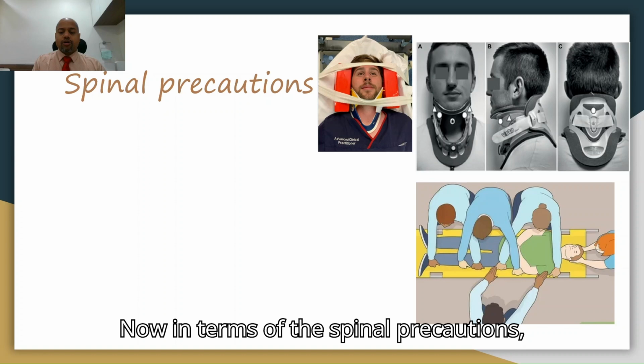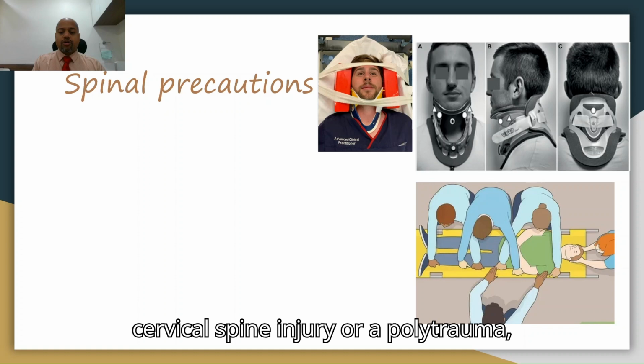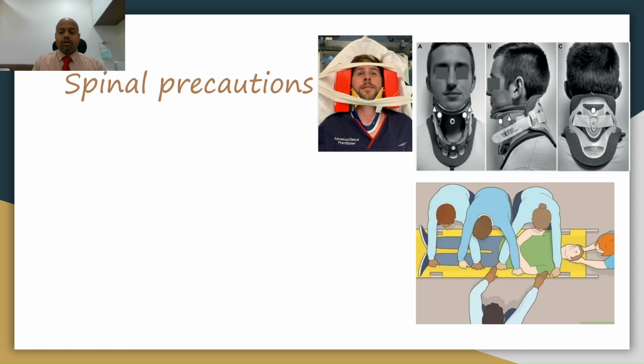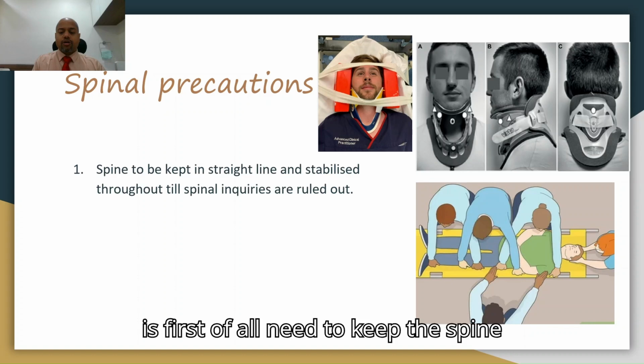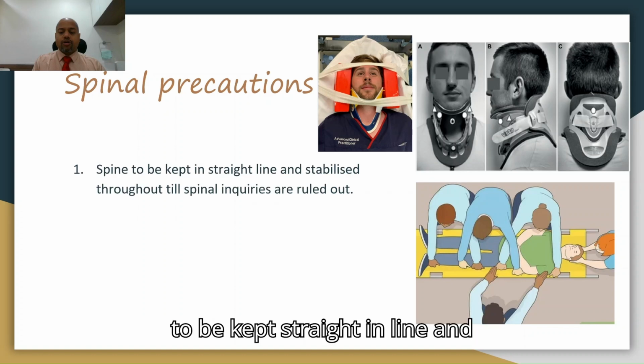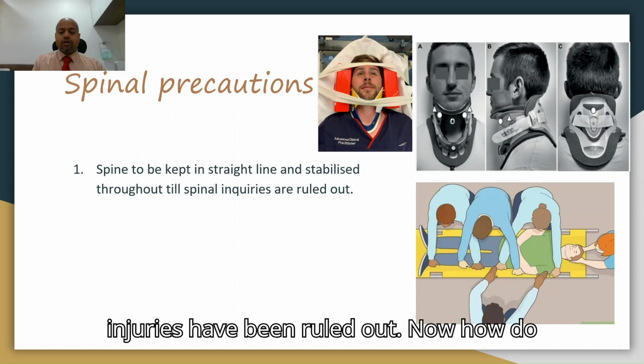Now, in terms of the spinal precautions, if the patient has a suspected cervical spine injury or a polytrauma, how do you stabilize the patient? First of all, you need to keep the spine straight, in line, and stabilized until the spinal injuries have been ruled out. Now, how do you do it?